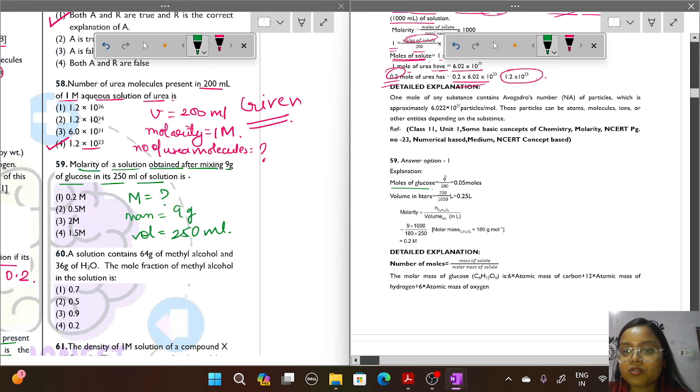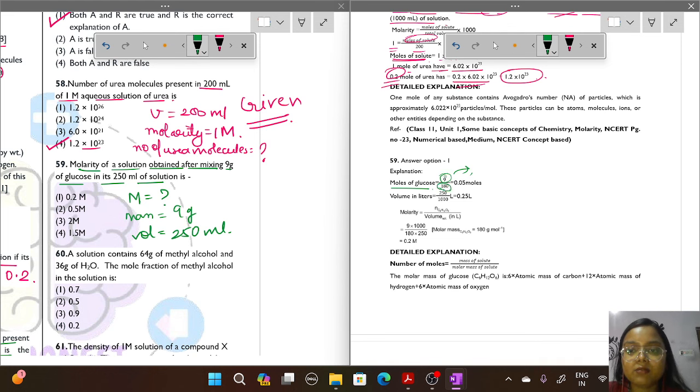So moles of glucose, we know what the mole of glucose is. It is given mass by molecular mass. Okay, given mass by molecular mass. Given mass is 9 and molecular mass of glucose is 180, which comes out to be 0.05 moles. What is volume in liter? Volume is given as 250 ml in milliliter. We have to convert it into liter, so it will be 0.25 liter.